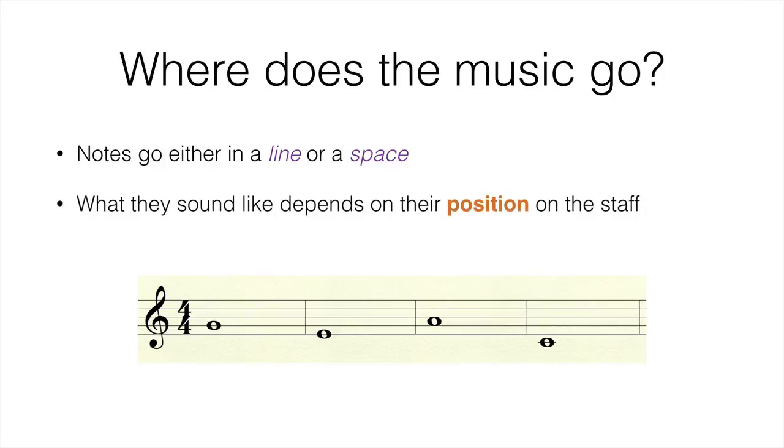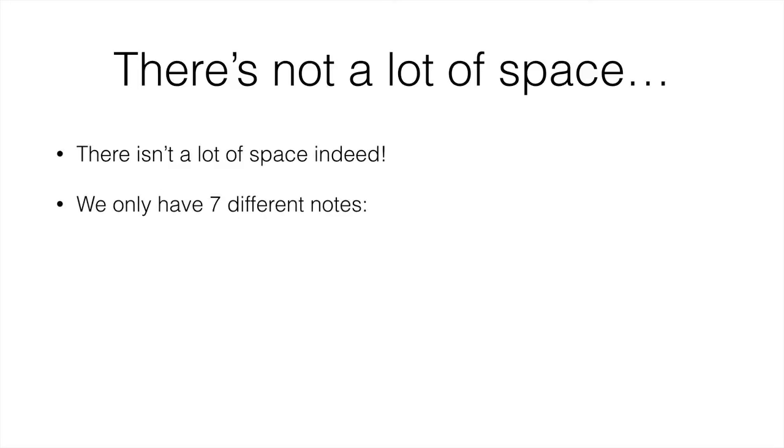What the note sounds like, the actual sound the note represents, depends on its position on the staff. Notes that go higher up on the staff are going to be higher pitched notes, which sound higher. Lower down notes on the staff are going to sound more like a bass. They're going to sound lower. But there isn't a lot of space, and indeed, we only have 7 different notes in music, and I'm going to list them to you.